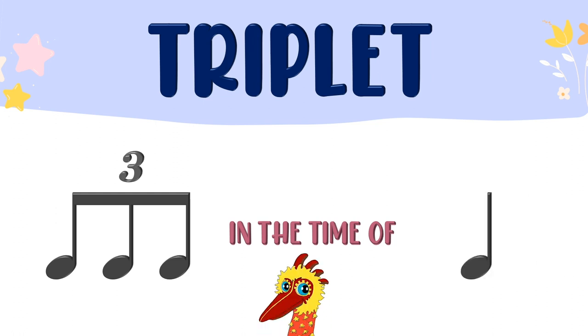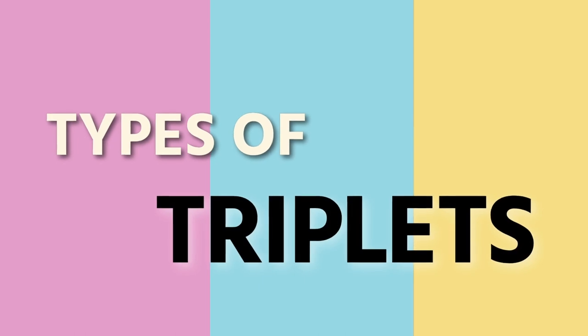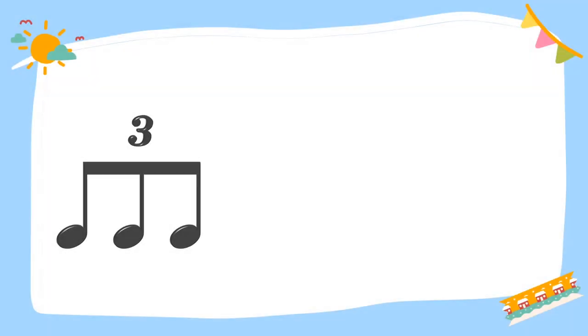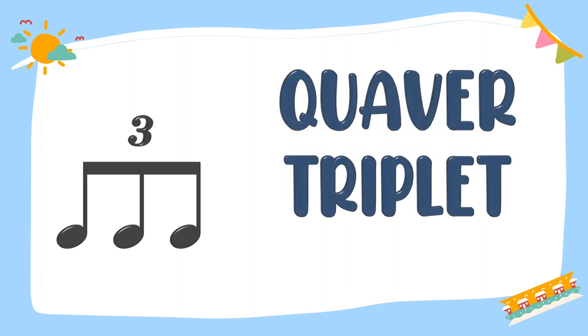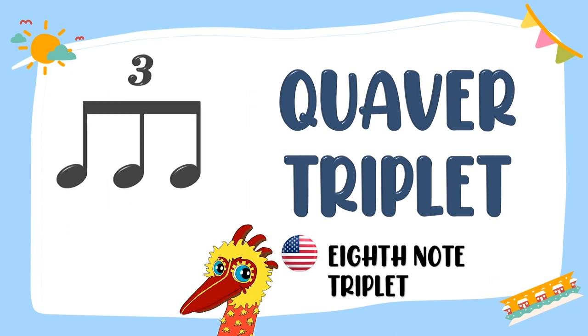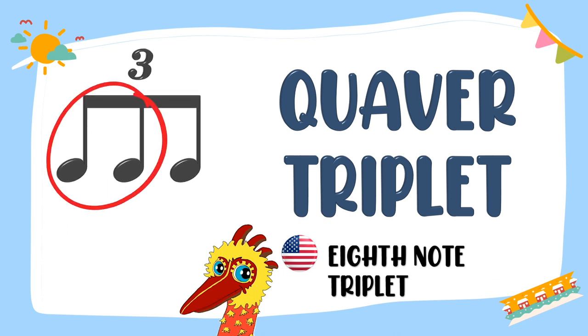Okie dokie! Now let's take a look at a few types of triplets that we are going to learn today. What we're seeing here is a quaver triplet. The quaver triplet is also known as the eighth note triplet in the US. But teacher, how do we know what is the total value for the quaver triplet? Well, sum up the first 2 note values of the triplet and you'll get the total value. Hence, for quaver triplet, it fits into a crotchet beat.